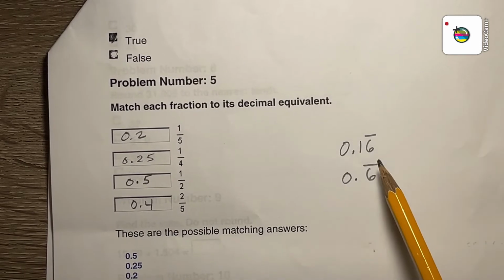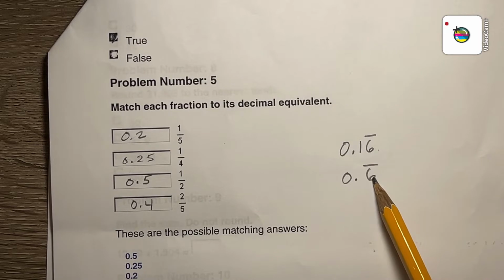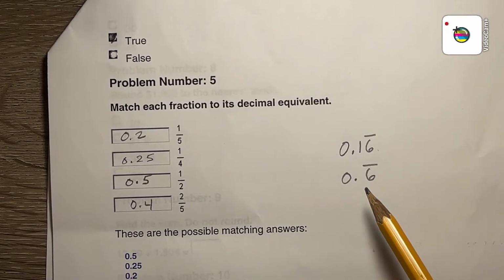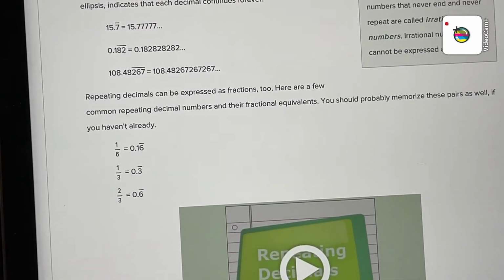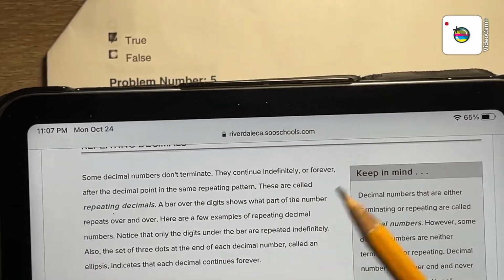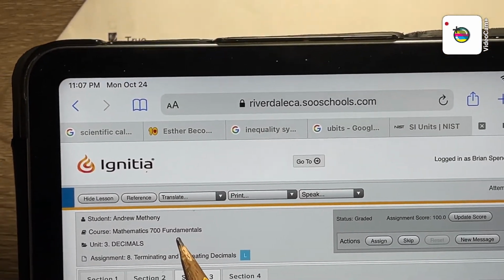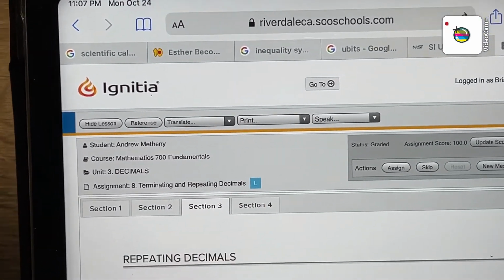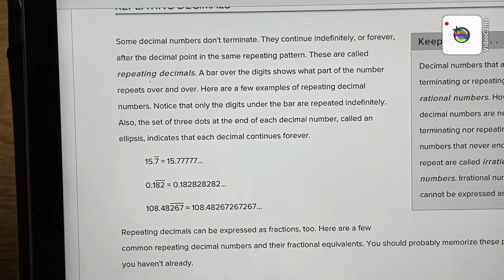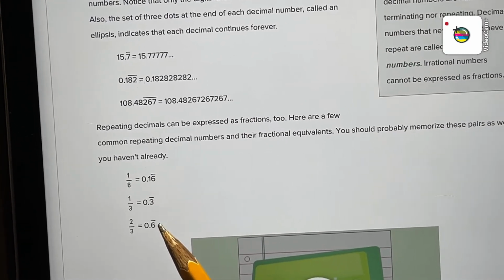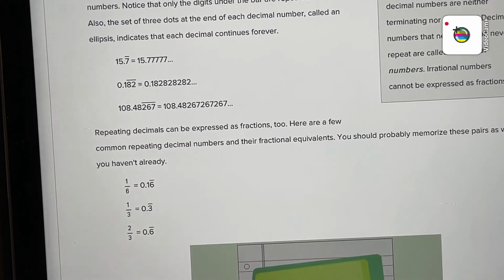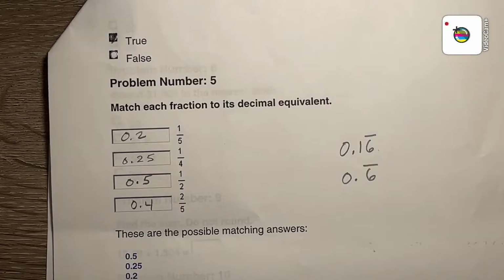Okay, on the test there will also be some repeating decimals, and you were given a list of those in the unit. Here they are in the lesson. Terminating and repeating decimals. And you will need to know these for the test, so you want to go ahead and memorize those.